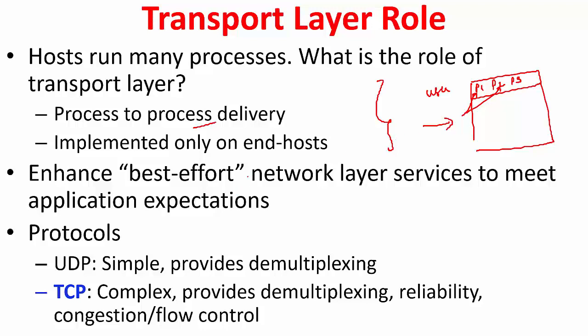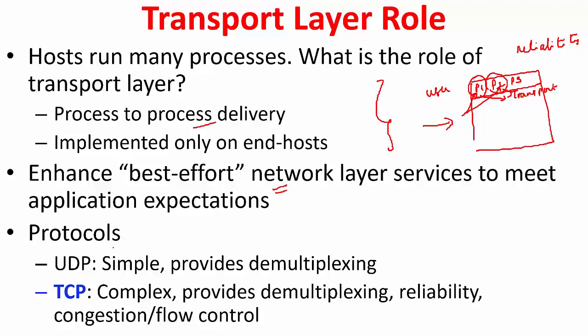But sometimes some transport layer protocols also enhance the best effort network layer service model to meet application expectations. What I mean by this is, for example, the email application as well as the browser application, both of them want reliability. It is possible that you could implement them as part of these application layer processes themselves, but then you have to implement this for each and every application. So instead, if you implement it at the transport layer, all of these applications that want reliability can make use of it. That way you don't have to implement it at the application layer. So that is what it means.